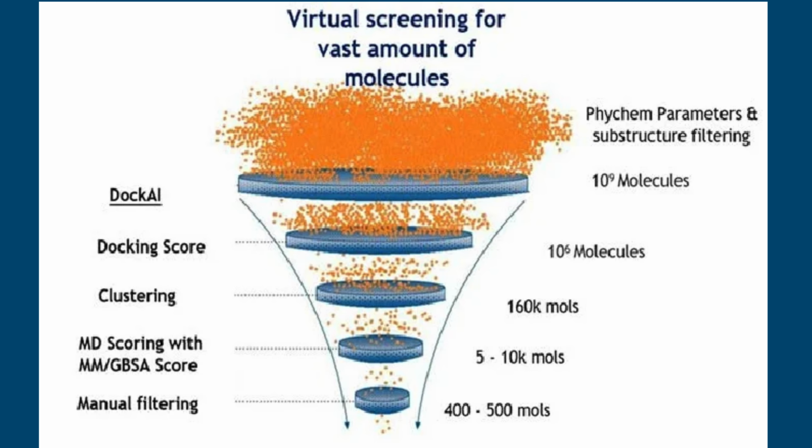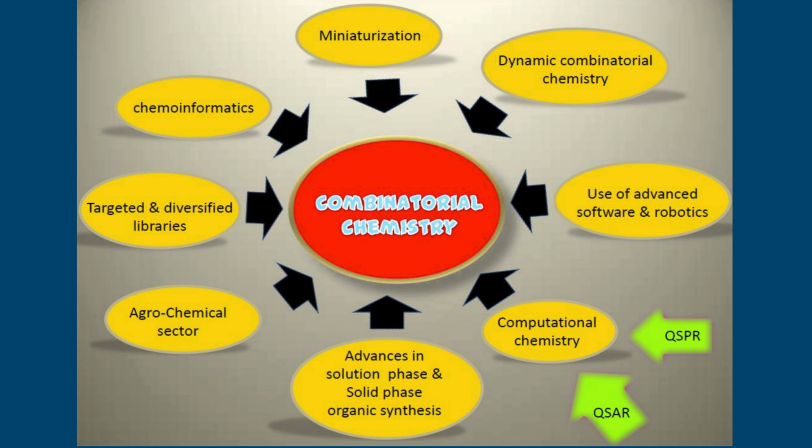such as ADMET properties. In conclusion, combinatorial chemistry represents a transformative approach in modern chemical science, enabling rapid exploration of chemical space through high-throughput synthesis and screening. Its continued evolution, driven by advances in automation, encoding technologies, and computational methods, ensures its central role in drug discovery, chemical biology, and materials innovation.